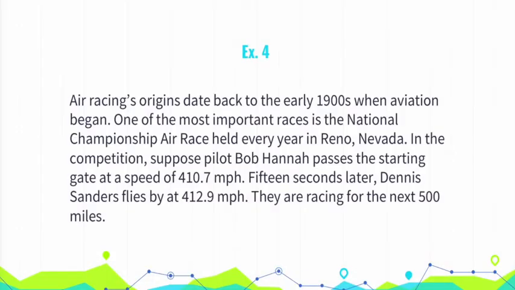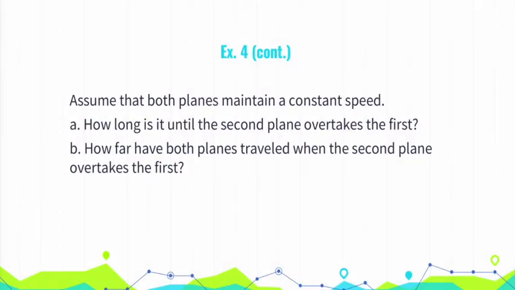Air racing's origins date back to the early 1900s when aviation began. One of the most important races is the National Championship Air Race held every year in Reno, Nevada. In the competition, pilot Bob Hanna passes the starting gate at a speed of 410.7 miles per hour. 15 seconds later, Dennis Sanders flies by at 412.9 miles per hour. They're racing for the next 500 miles.